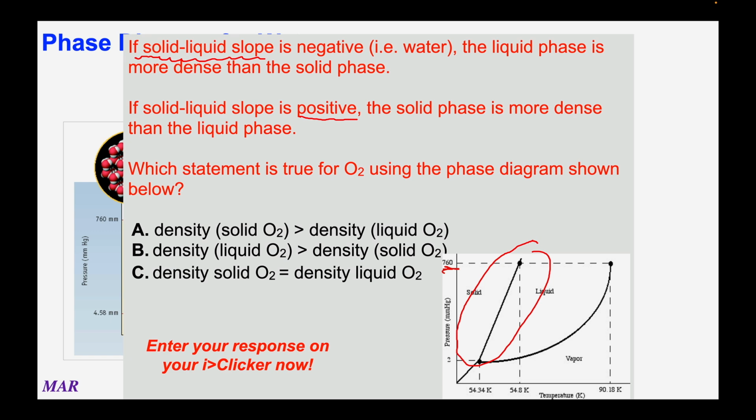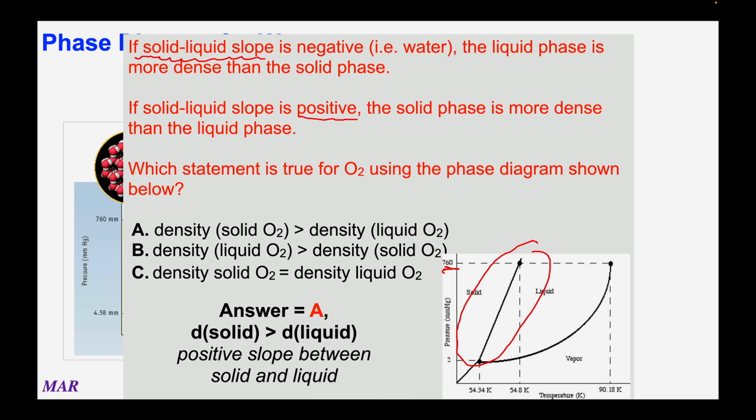If you have a positive slope, your solid phase will be more dense than the liquid phase. So looking at the phase diagram for oxygen, we have a positive solid-liquid slope. And what that means is that if you had a solid piece of oxygen and you placed it in liquid oxygen, the solid oxygen would sink to the bottom. The liquid would be over the solid. And why that's kind of cool is that when you see water here in a little bit, water has a negative slope. Negative slopes mean that the liquid phase is more dense than the solid phase.